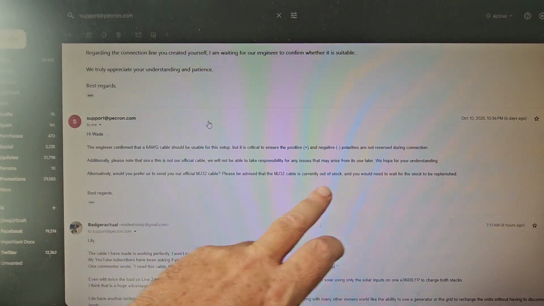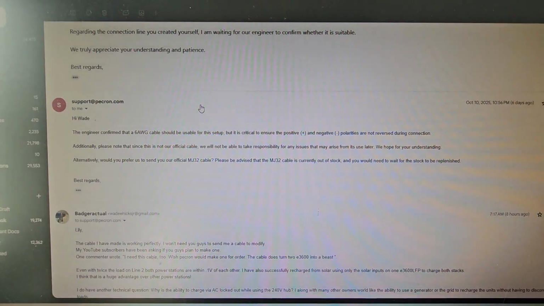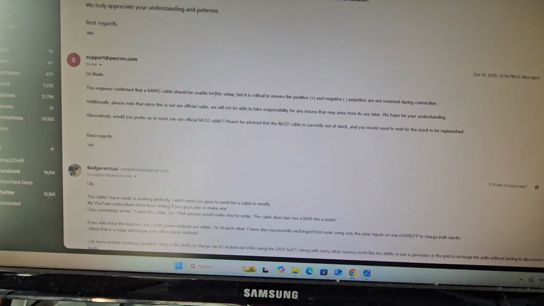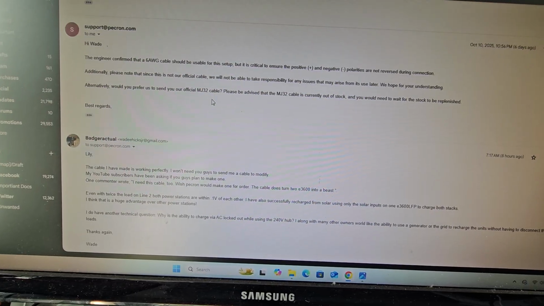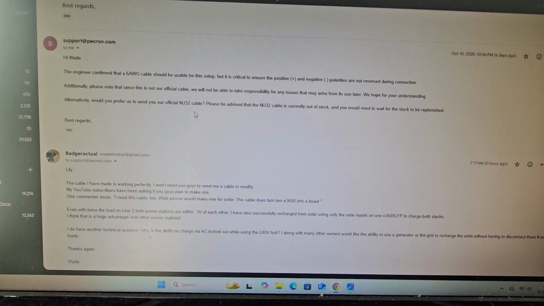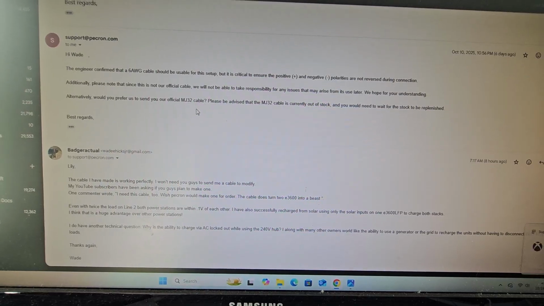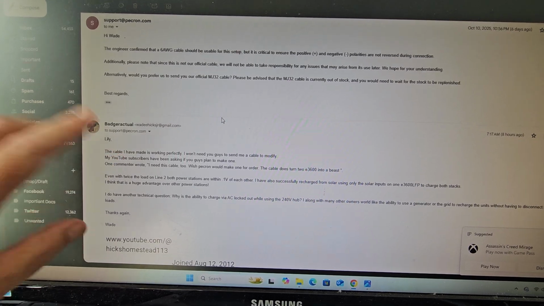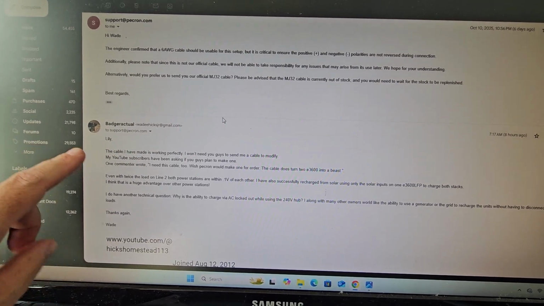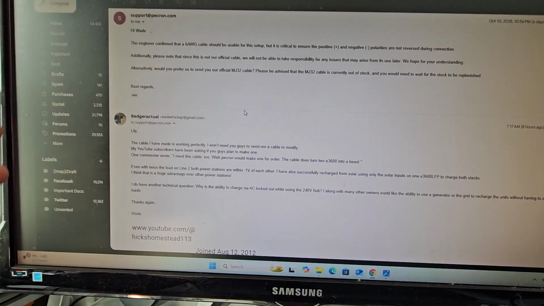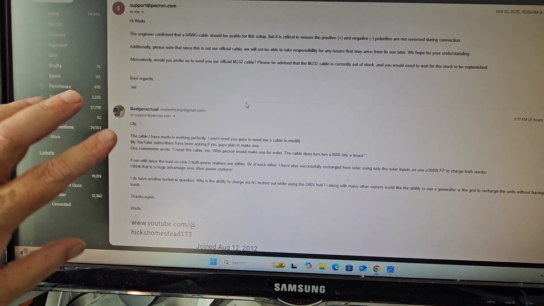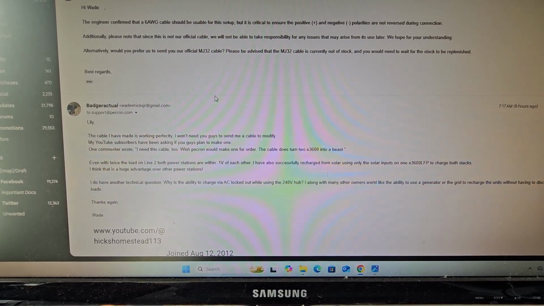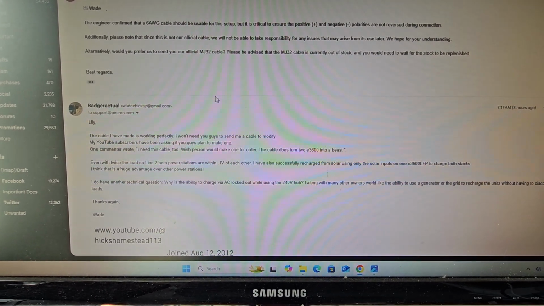Alternatively, would you prefer for you to send us our official MJ32 cable? Please advise that the cable's out of stock and I'd have to wait for it to get replenished. And if they do send me their cable, which is out of stock, I would have to modify it myself. And their cascade cable, they have a 42 or 47-inch cascade cable, which is probably long enough for the setup. I responded back and I said, hey, look, the cable I made is working perfectly. I won't need you guys to send me a cable to modify. And my YouTube subscribers have been asking, are you going to make one? One commenter wrote, I need this cable too, wish Pecron would make one for order.